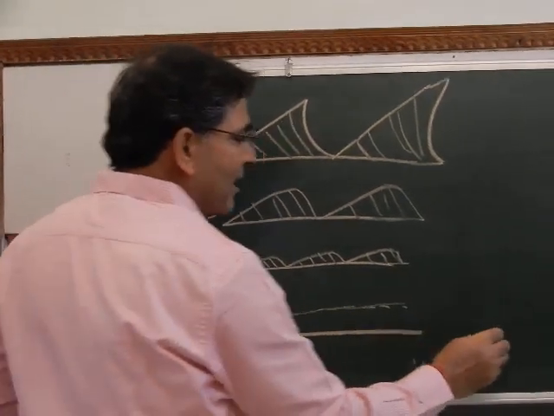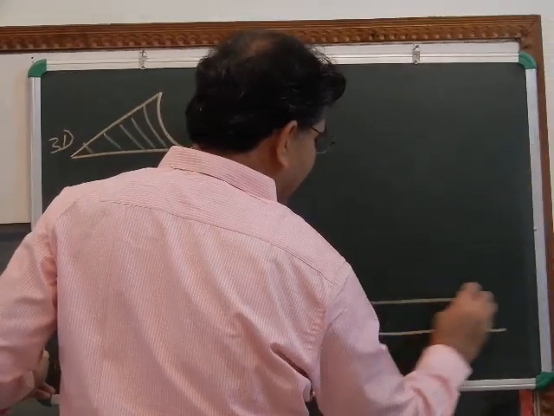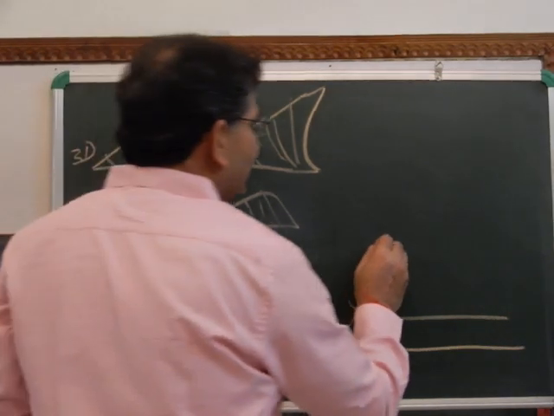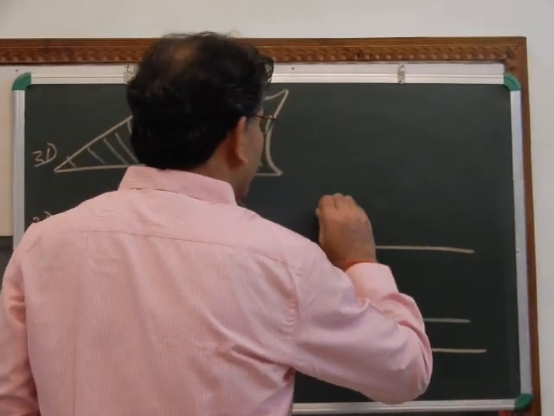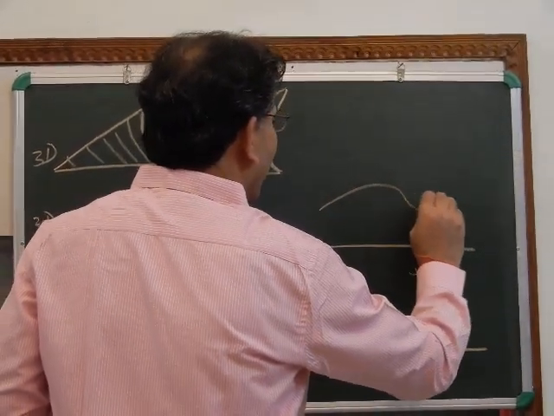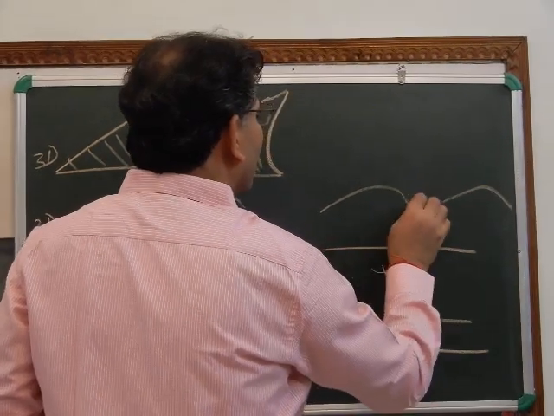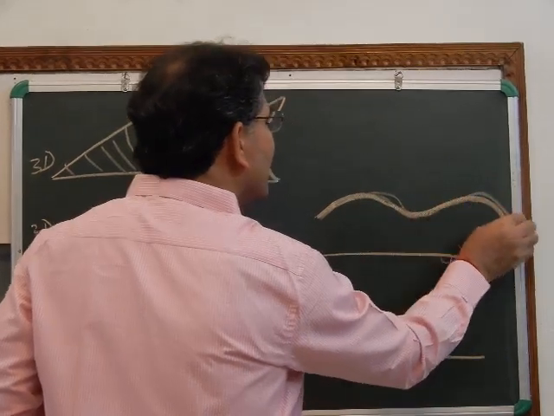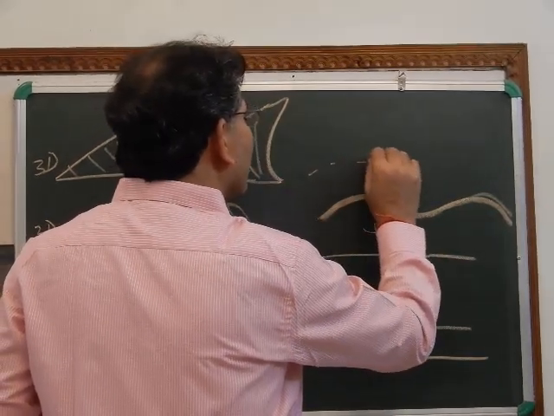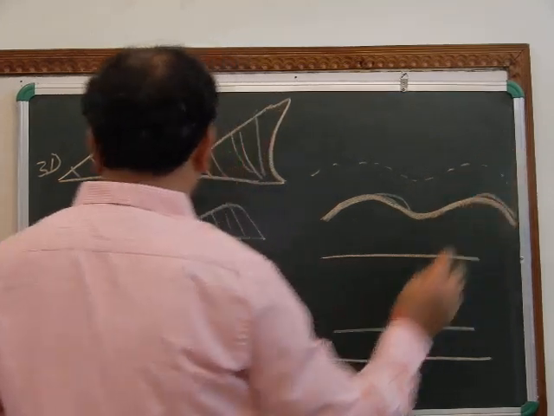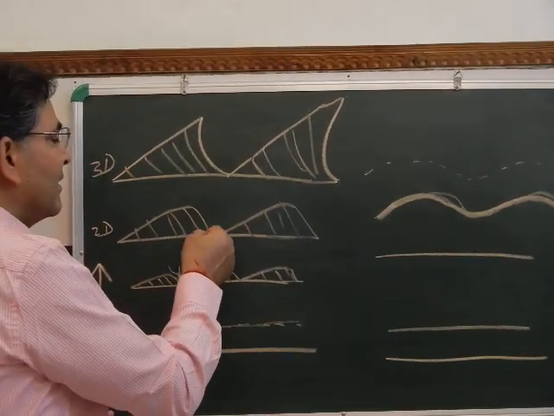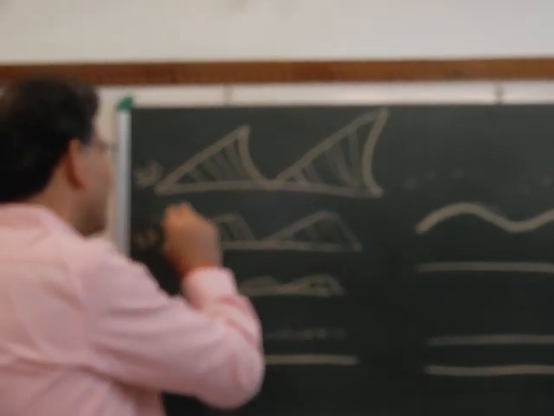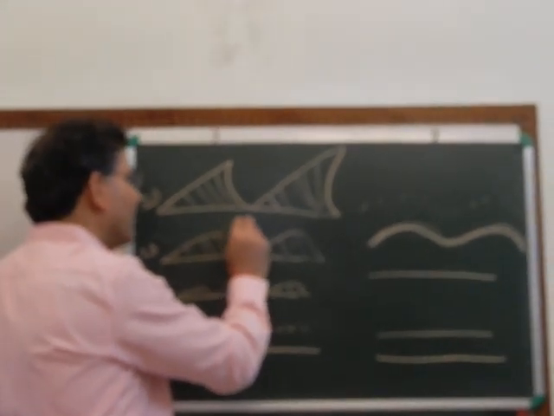With further increase in velocity, again the plane beds are formed. These are the plane beds of upper flow regime. And with further increase in velocity, the anti-dunes are formed. In the case of anti-dunes, these are the anti-dunes. The anti-dunes are in phase with the wave, whereas these dunes are out of phase with the wave.